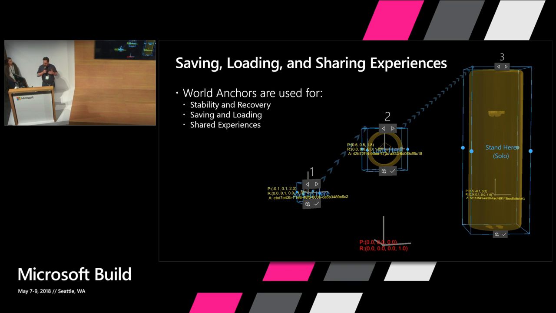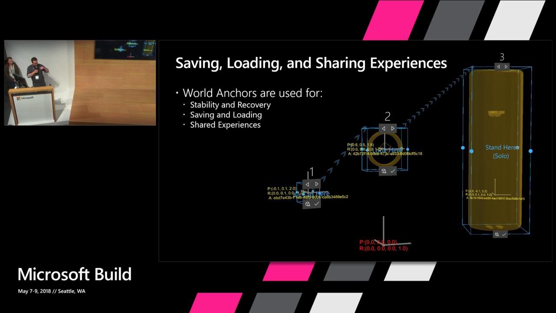Which reminds me what I should mention for those who are new. A world anchor is essentially a position in real space. And the world anchor is the way we save that position to disk so that when you start the HoloLens back up, it knows where to put that hologram physically. And finally, we use world anchors for shared experiences.